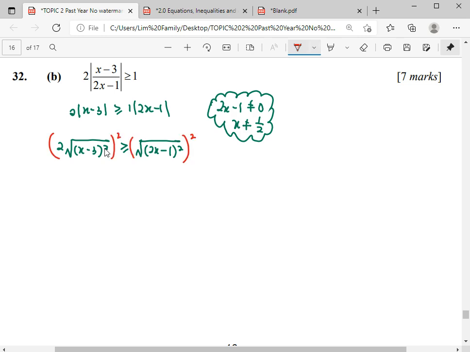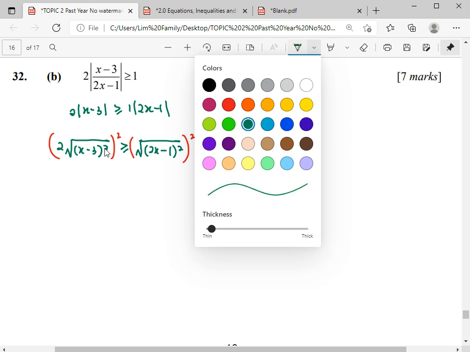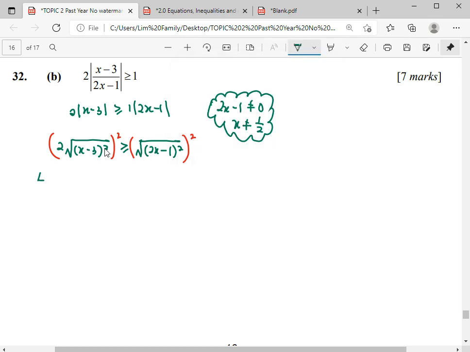When we square both sides, we get 2 squared is 4 here. Inside here, the square root and square finish, so we get x minus 3 squared. Then this one, the square root and square cancel each other, and we get 2x minus 1 squared, leaving x minus 3 squared and 2x minus 1 squared.